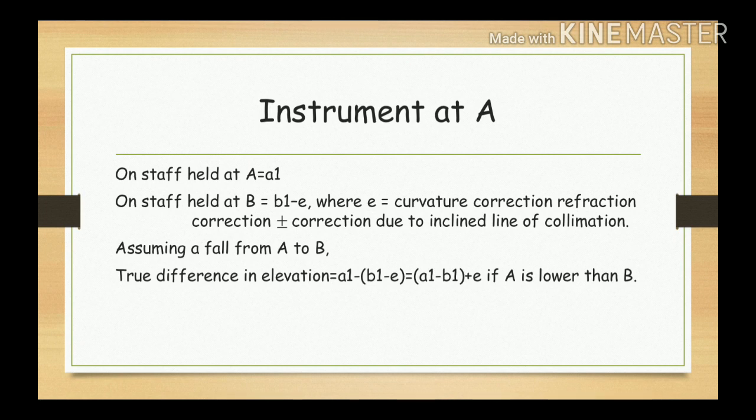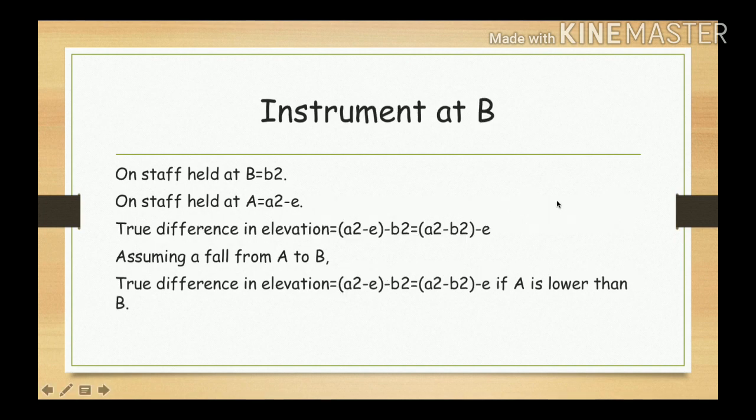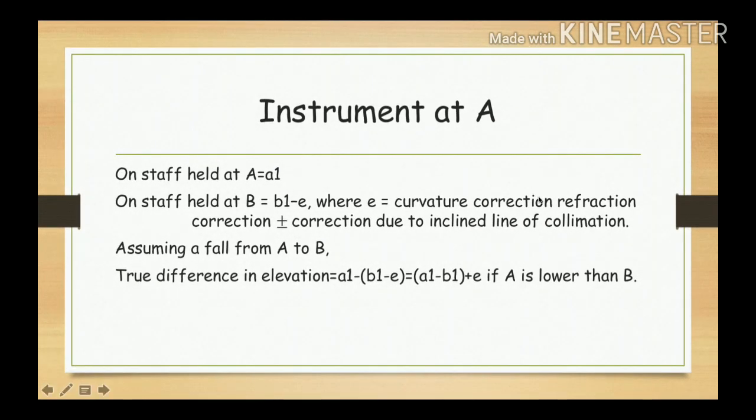Now let's have a look at the corrected readings. Instrument at A. On staff held at A, the reading is considered as A1. On staff held at B, the reading will be B1 minus E, where E is the curvature correction minus refraction correction plus or minus correction due to inclined line of collimation.